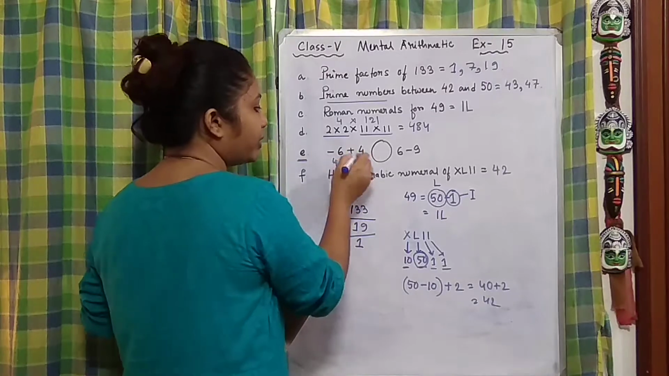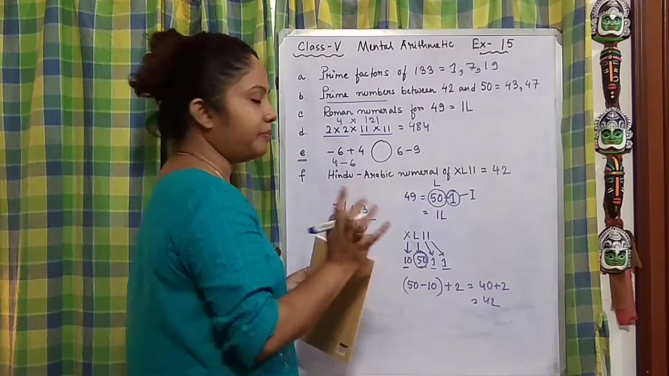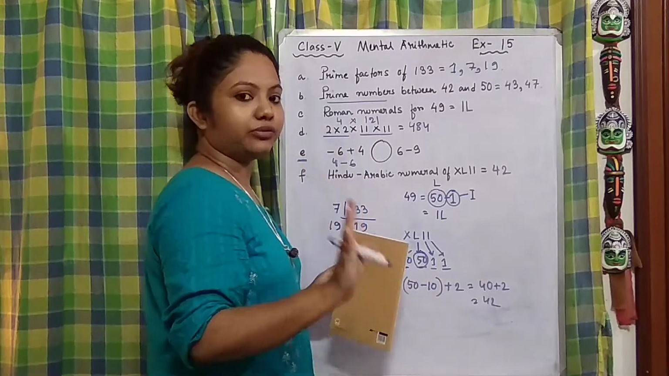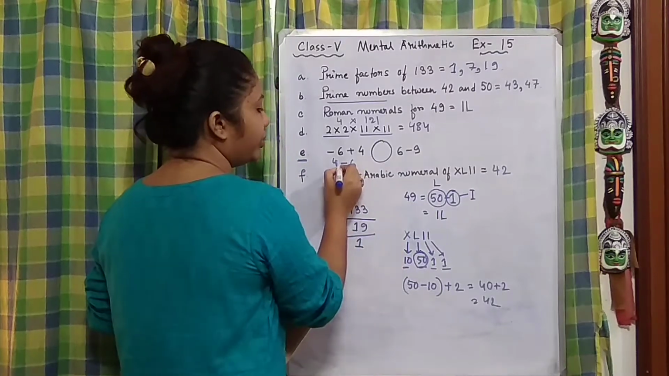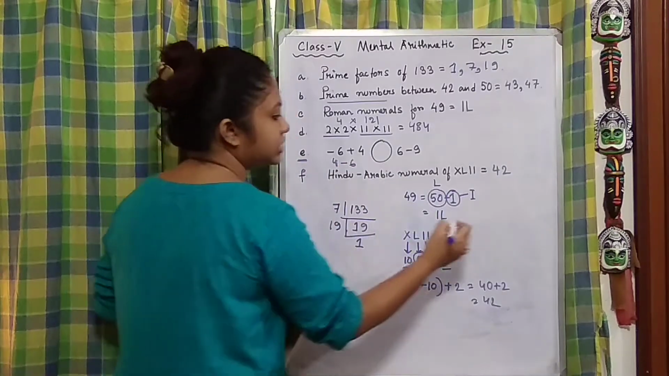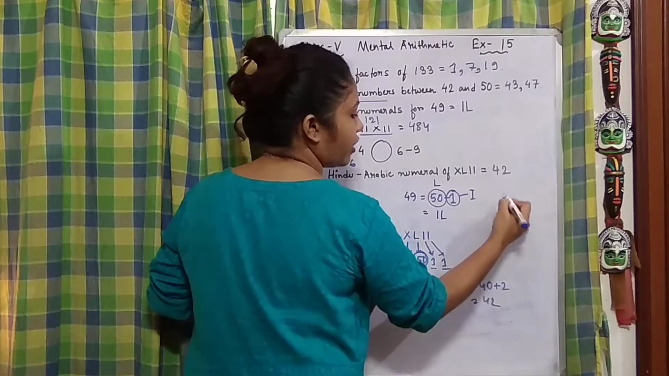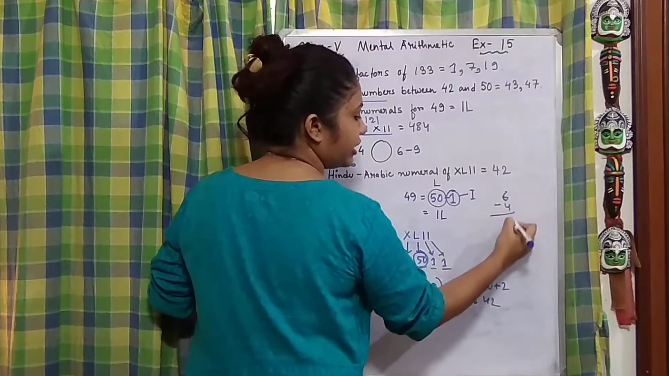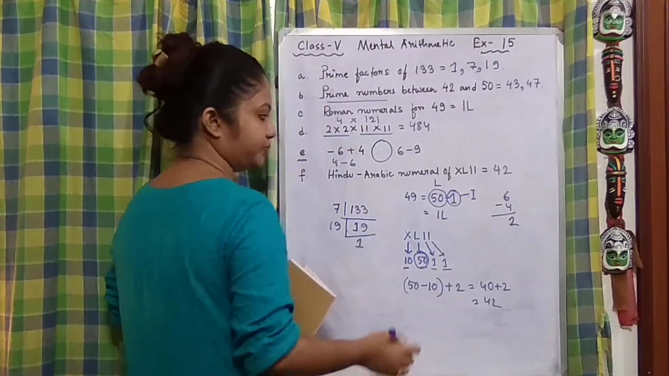First, when you get this kind of sum, do the subtraction right away. How? We are going to do the subtraction just the way we do 6 minus 4. So we are getting 2.